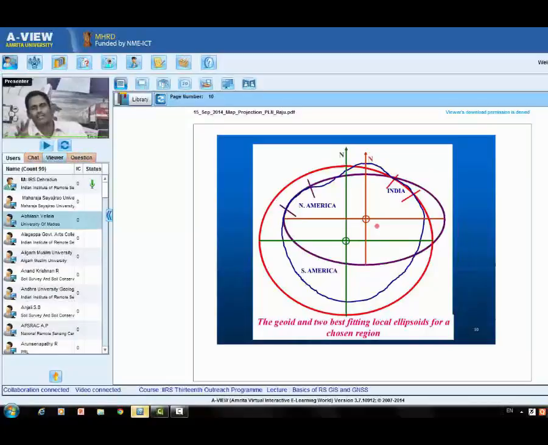So that's why when you project it, some of the properties we are able to meet, and some we are not able to meet. It is not possible to adjust all the properties when you project it. So according to the purpose, your projections will be made.